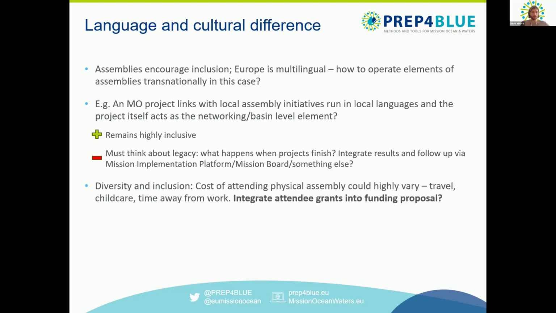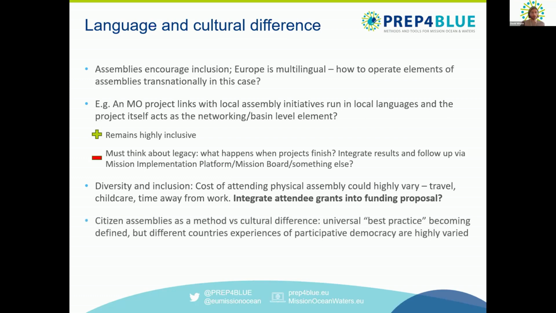And in terms of ensuring diversity and inclusion, it was noted in the presentation previously that there is a cost of attending a physical assembly, and in Europe these could vary highly depending on which state you're doing it in, and for different people, whether there's travel involved, is there childcare involved, time away from work. So integrating that, thinking about how people are being compensated for their time, the way you could do that in a project mold is perhaps to integrate attendee grants into the funding proposal at funding stage, so that's already set out for you.